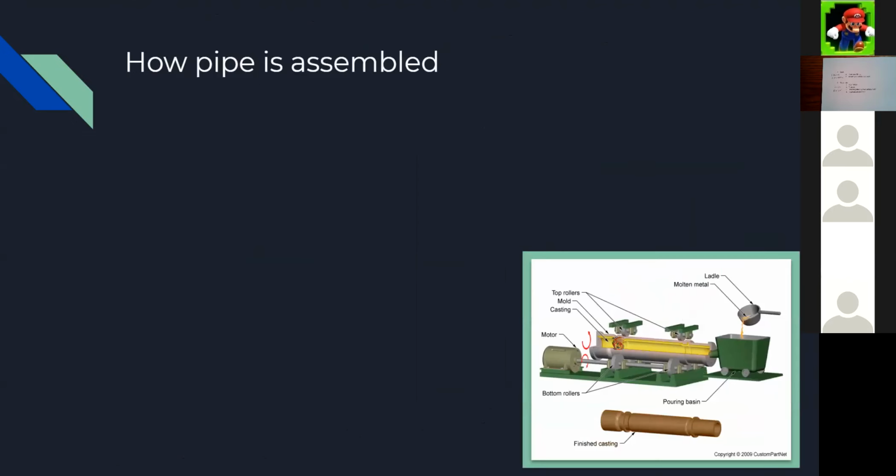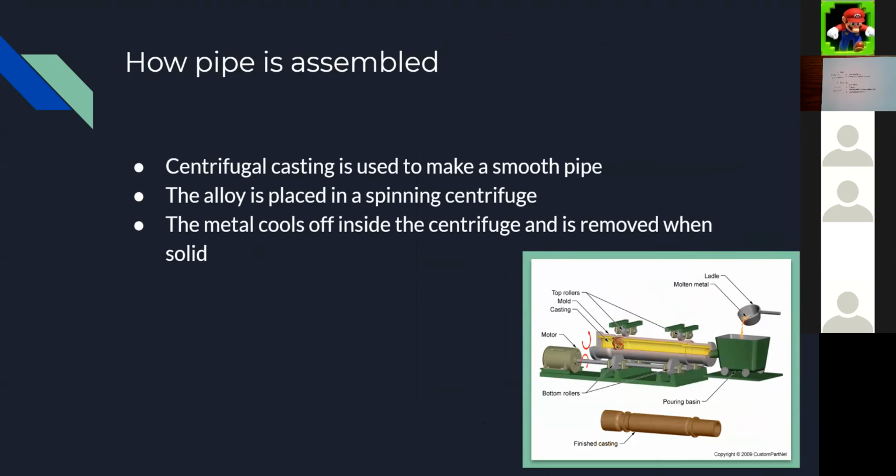And pipes are assembled by the use of centrifugal casting. Basically, centrifugal casting is a spinning centrifuge, and then the alloy or any material that you're using to make the pipe out of is placed inside, and it's rotated around to coat the inside. The centrifuge can be sized for whatever type of pipe you need. The metal cools off, and you take it out.